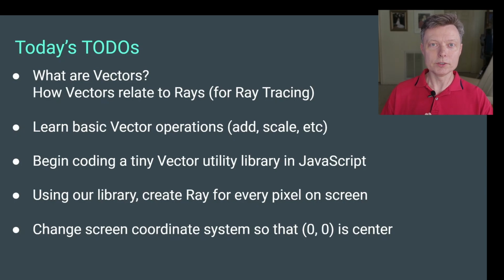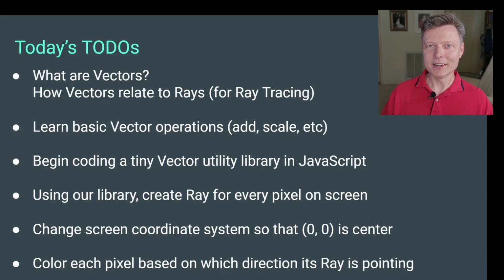But for our future ray tracers, we need the notion of the origin, or 0, 0, being right in the middle of the screen. And this small change to our coordinate system, making 0, 0 the center of the screen, will help us later on down the line when we want to add a camera to our ray tracers.